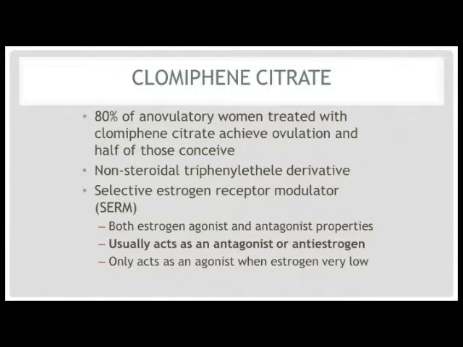Clomid is an estrogen antagonist and agonist, so it's a SERM. It's a selective estrogen receptor modulator. It's an estrogen agonist at certain points in the body, and it's an antagonist elsewhere. The reason why it makes people ovulate is its antagonistic properties.